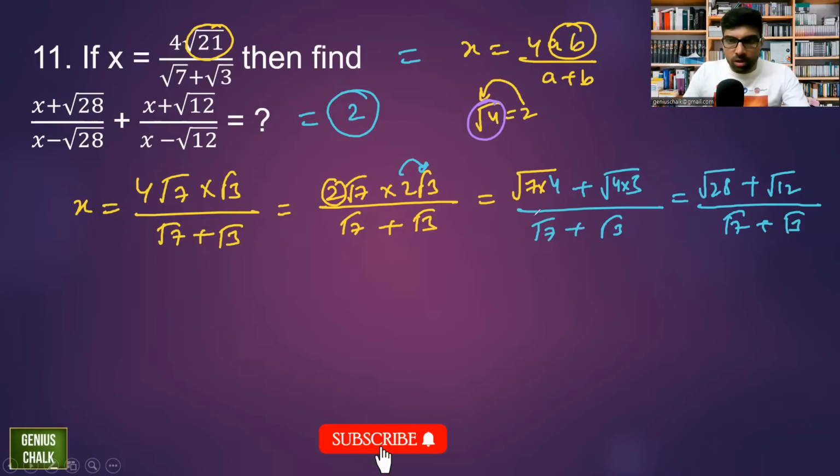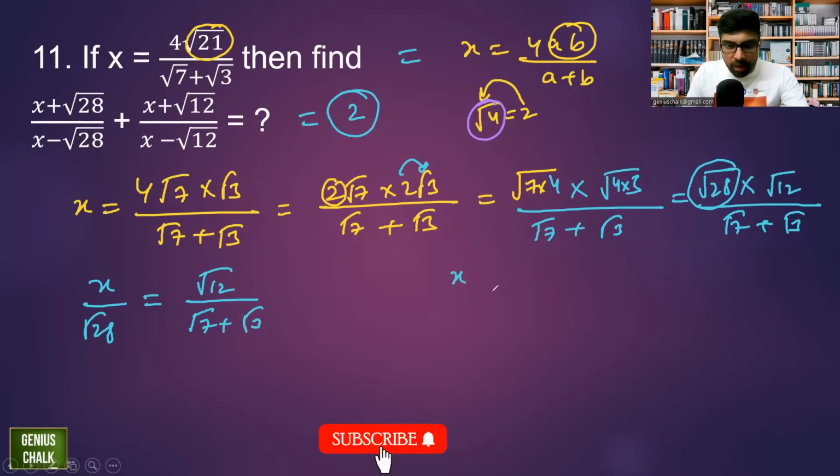Now this is not plus, sorry, this is multiplied. Here it is multiplied. So I can write x. Now you see, if you take this x by root 28 here, then it is root of 12 by root of 7 plus root of 3. And similarly, if you take x by root 12 here, you will get root of 28 by root of 7 plus root of 3. I hope you're getting my point. Yes?